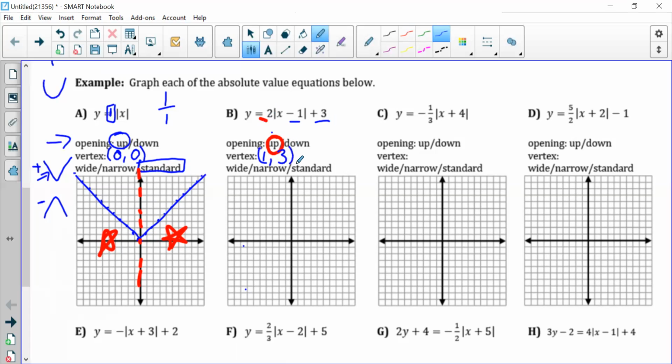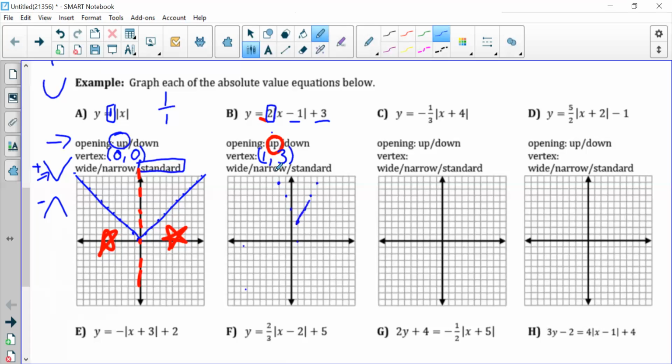Now we need to talk about wide, narrow, or standard. So let's think about this for a minute. The slope of my right-hand side is 2. The standard slope is 1. Let's actually graph it, and we can talk about it easier then. Let's put our vertex first. So our vertex is at 1, 3. And my slope of my right-hand side is 2, which means I'm going to go up 2 and to the right 1, up 2 and to the right 1, up 2 and to the right 1. We're going to mirror that on the opposite side of the vertex. So I'm going to go up 2 and to the left 1, up 2 and to the left 1, up 2 and to the left 1.